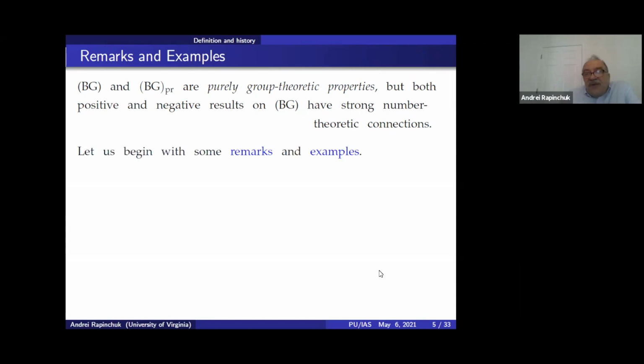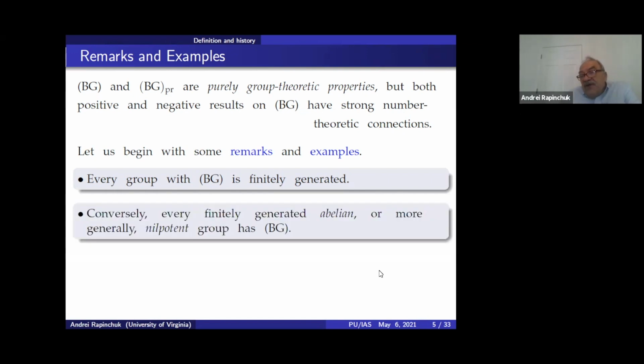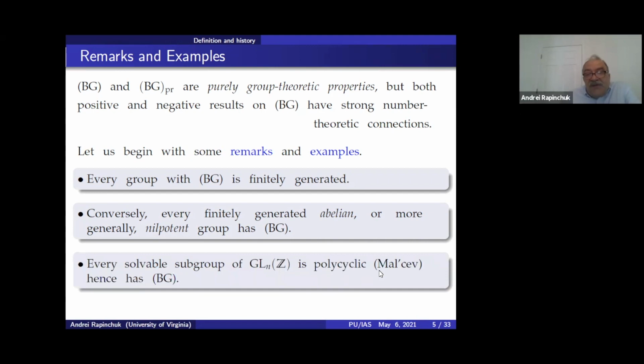So let me start with some remarks and examples. Obviously, every group with bounded generation is finitely generated. Conversely, every finitely generated abelian group, or more generally nilpotent group, has bounded generation. Also, there is a theorem of Maltsev that states that every solvable subgroup of GL_n(Z) is actually polycyclic. And this tells us that solvable subgroups of GL_n(Z) all have bounded generation. Now, in all other situations, verification of bounded generation is quite non-trivial, as we will see later.